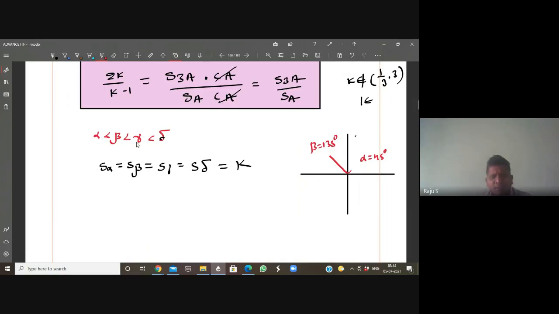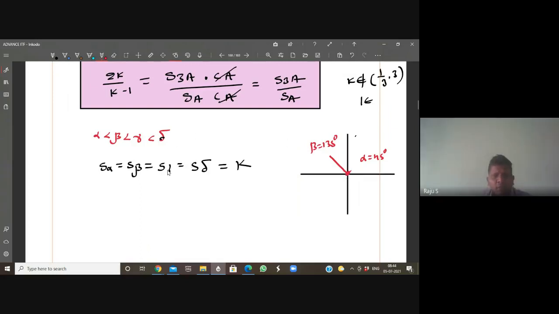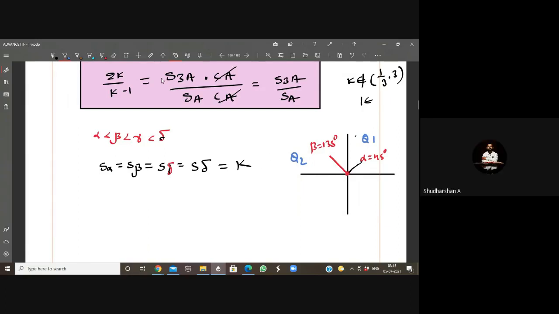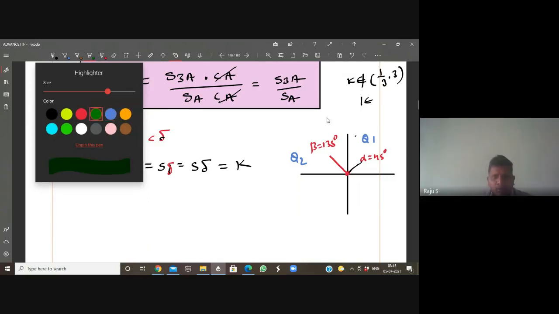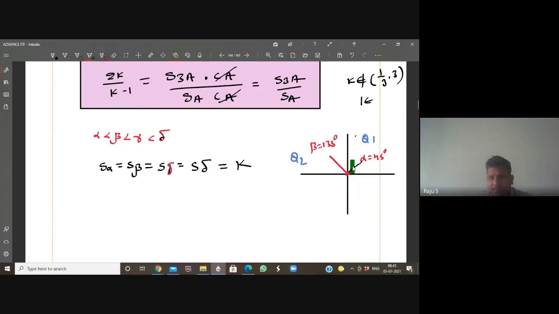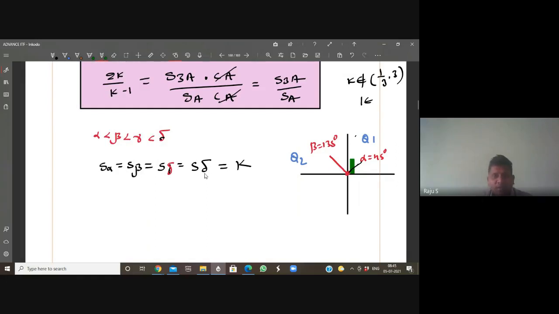But what about gamma and delta? In the third and fourth quadrants sine is negative, but they have given that all are equal. This is the first quadrant, this is the second quadrant. But what gamma value do you want to take here? If you take negative values, they should not equal k. All values should be equal to k.